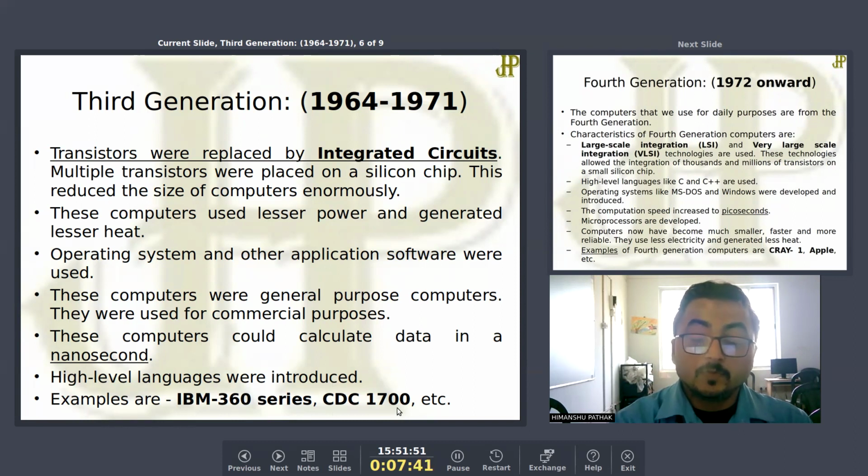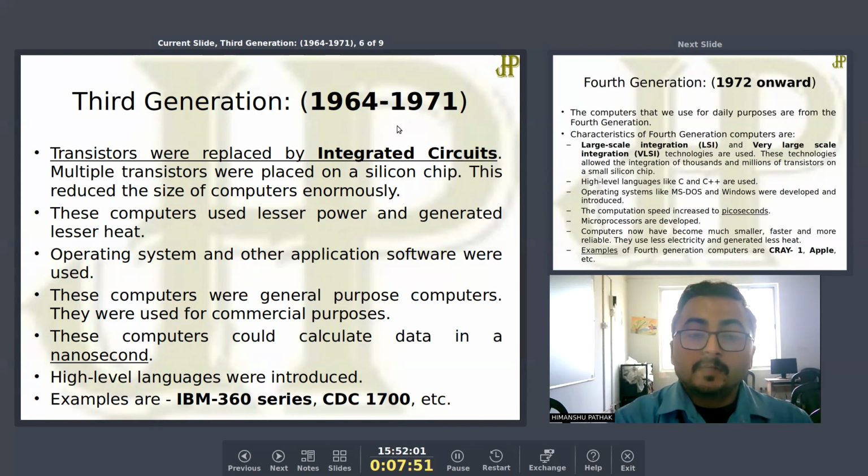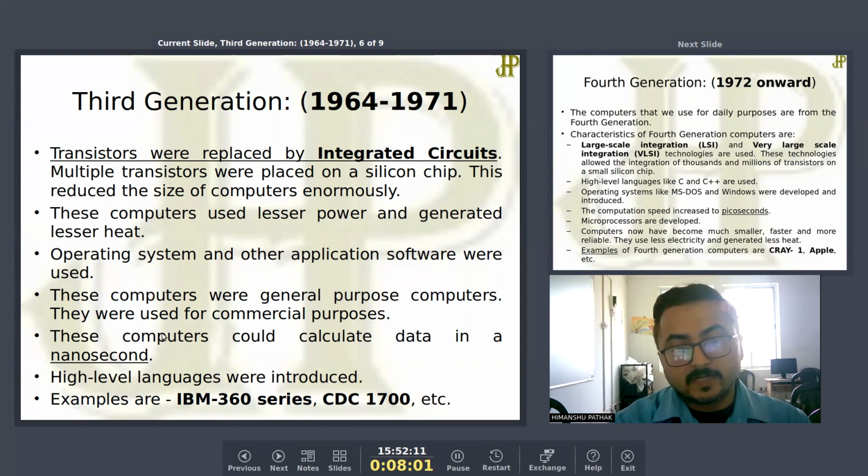Okay, so in this generation, you have to remember what? The phase starts from 1964 and ends in 1971. Technology used is ICs. Operating system concepts arrives, and the speed is calculated in nanoseconds.